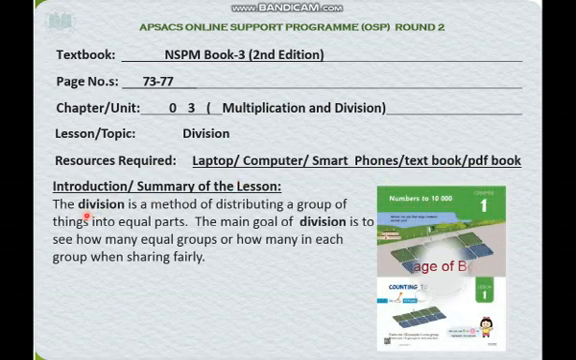Introduction of the lesson. Division is a method of distributing a group of things into equal parts. The main goal of division is to see how many equal parts, or how many in each group, when sharing fairly.